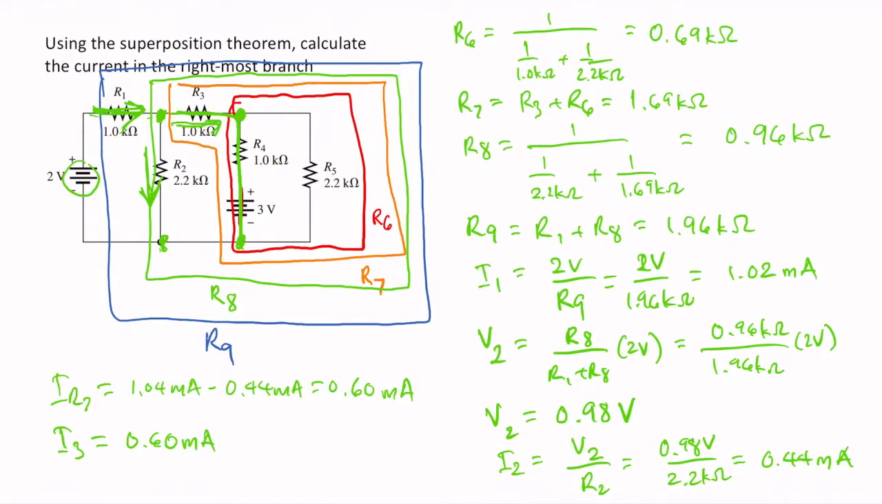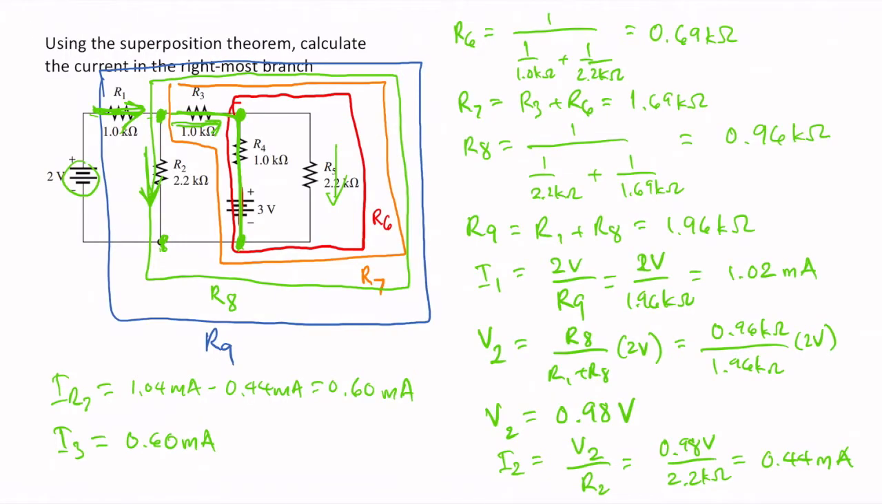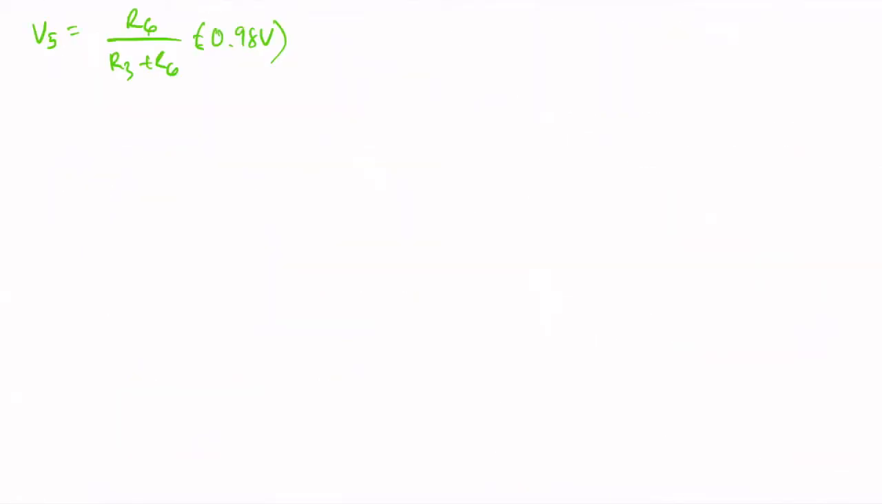So all we need to do to solve for R5 is first to solve for the voltage across this junction. The voltage across that junction, let's call that V5, is equal to the equivalent resistance R6 divided by R3 plus R6, multiplied by 0.98 volts, which is the voltage across these two junctions. R6 is 0.69 kilo ohms and R3 is 1 kilo ohm.